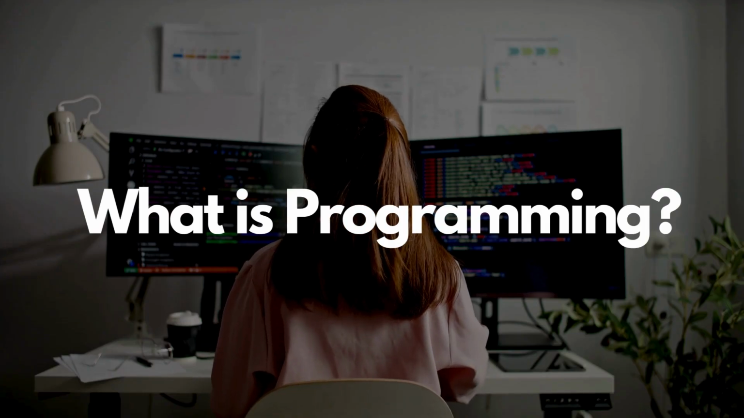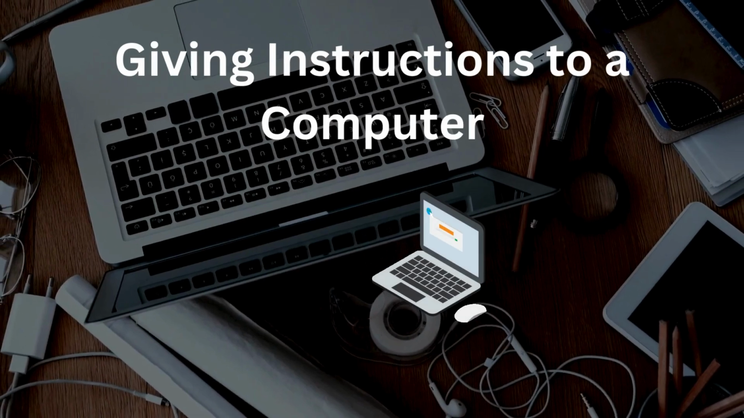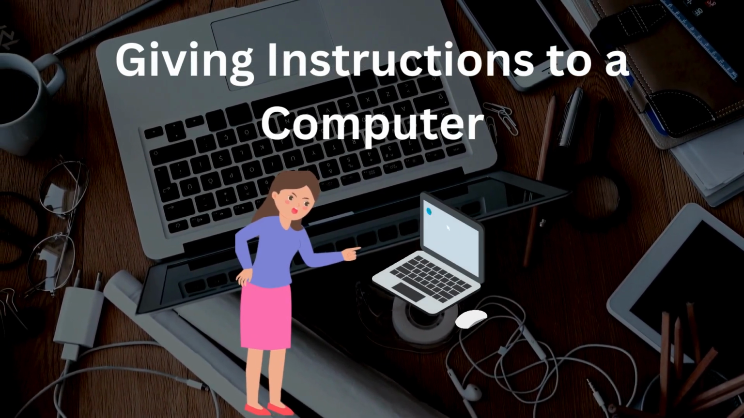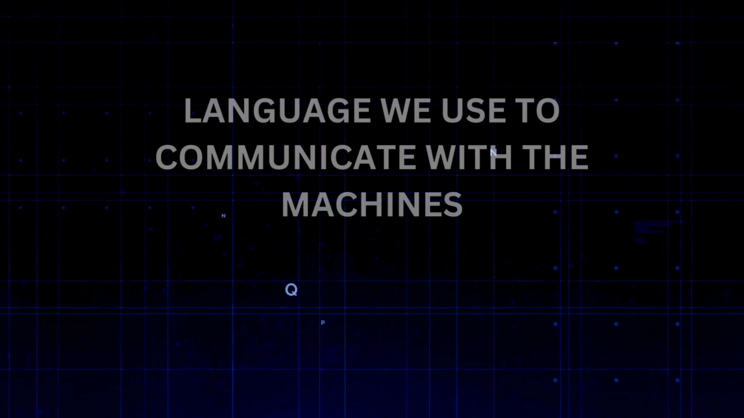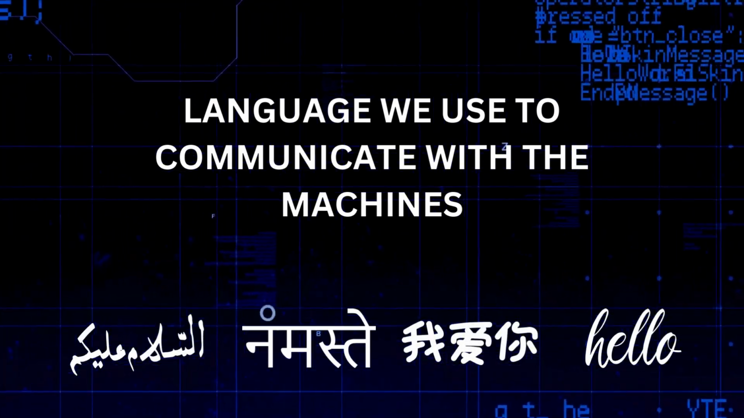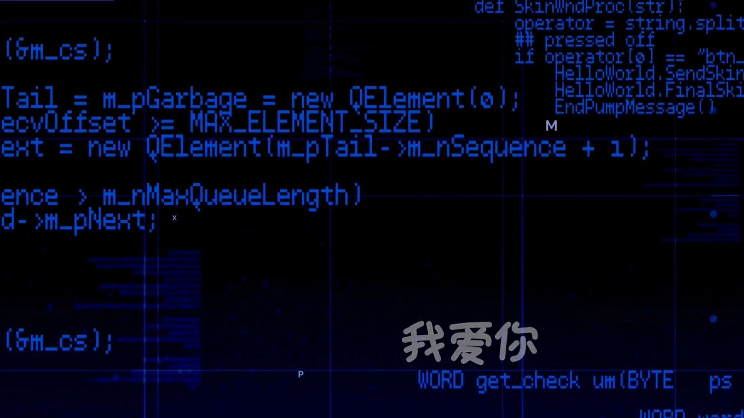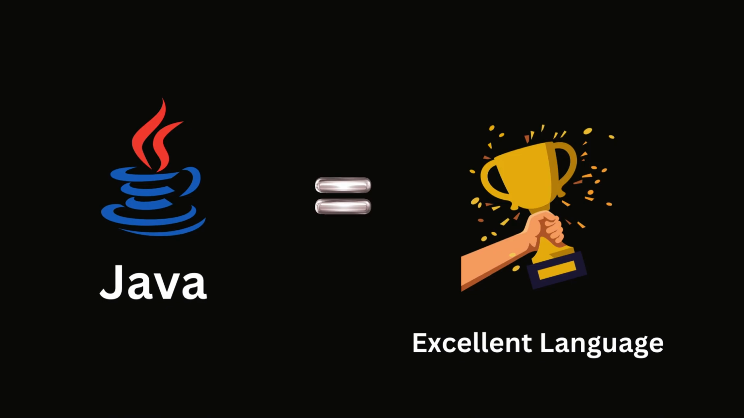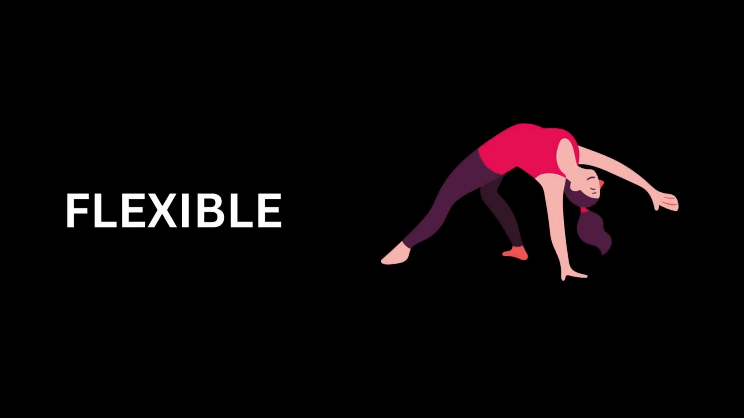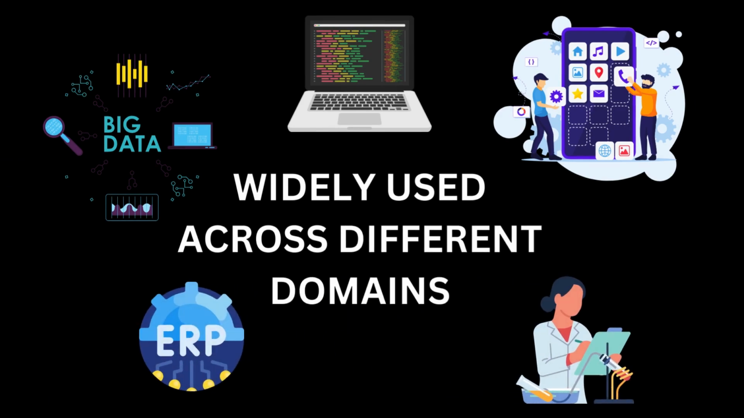What is programming? Well, it's like giving instructions to a computer, telling it what to do. Programming is the language we use to communicate with machines, and Java is an excellent language for this purpose. It is flexible, powerful, and widely used across different domains.